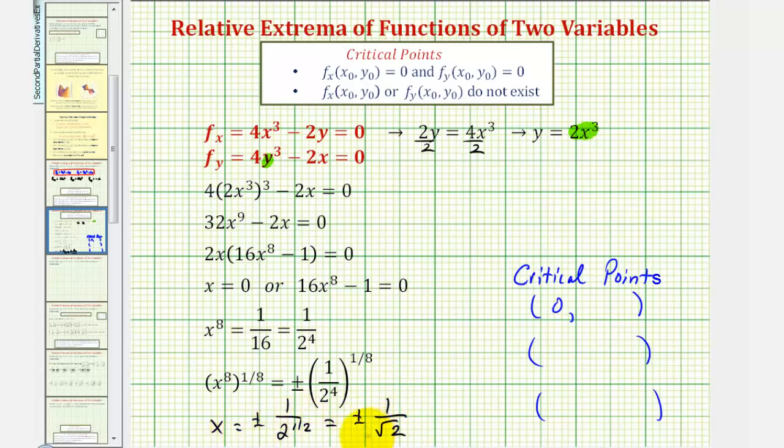So notice how we just found two more x-coordinates for the remaining two critical points. One x-coordinate would be 1 divided by square root 2, and the other would be negative 1 divided by square root 2.